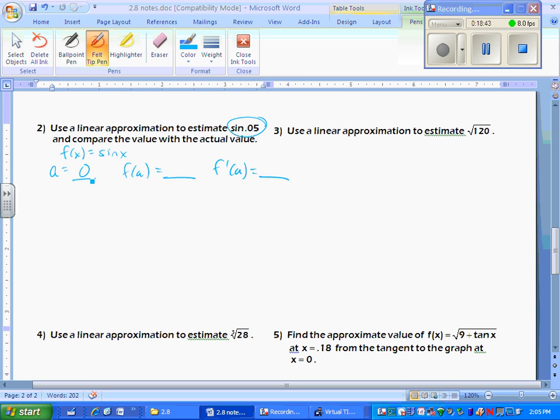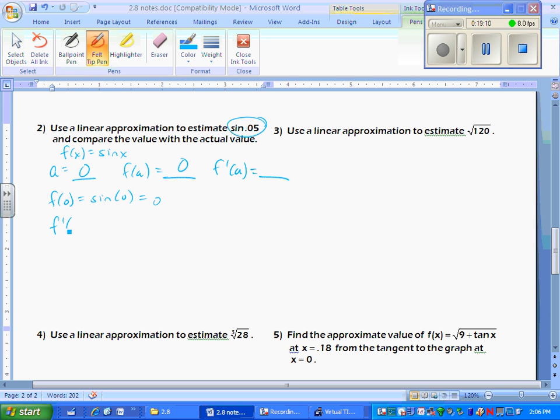So now we need to figure out the other two parts. f of a is f of 0 in this case. So that's going to be sine of 0. Since you're all whizzes at the unit circle, what is sine of 0? 0. Good. All right. So sine of 0 is 0. So f of a in this case is equal to 0.